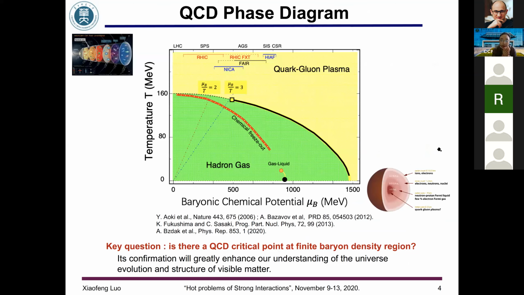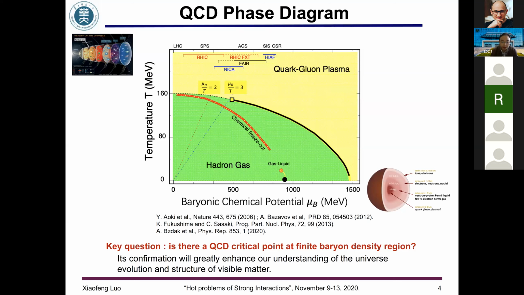So this is a conjectured QCD phase diagram. The y-axis is temperature, the x-axis is baryon chemical potential. We actually do not know too much about the QCD phase diagram, except that at zero baryon chemical potential, the transition from hadron resonance gas to quark-gluon plasma is a smooth crossover, as we know from lattice QCD calculations. The transition temperature is around 160 MeV. At the high baryon density region, many effective model calculations suggest a first order phase transition between these two phases. If both are true, a smooth crossover at small μB and a first order phase transition at high μB, then there must be a QCD critical point as the endpoint of the first order phase boundary.